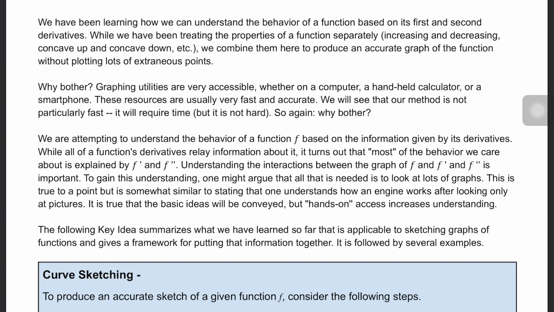To gain this understanding, one might argue that all that is needed is to look at lots of graphs. This is true to a point, but it's somewhat similar to saying that one understands how an engine works after looking over lots of pictures. It is true to the basic idea, but if we go beyond this, a hands-on process will actually increase our understanding further than just looking at pictures.